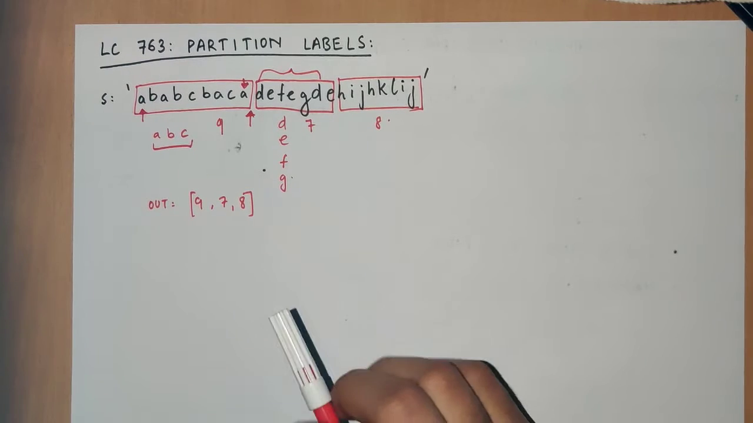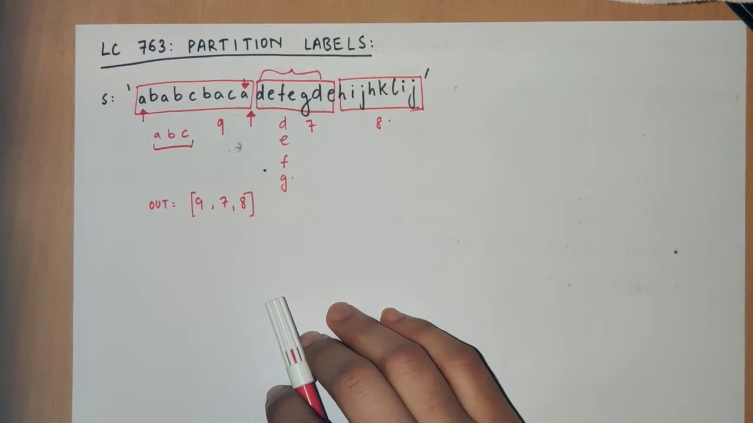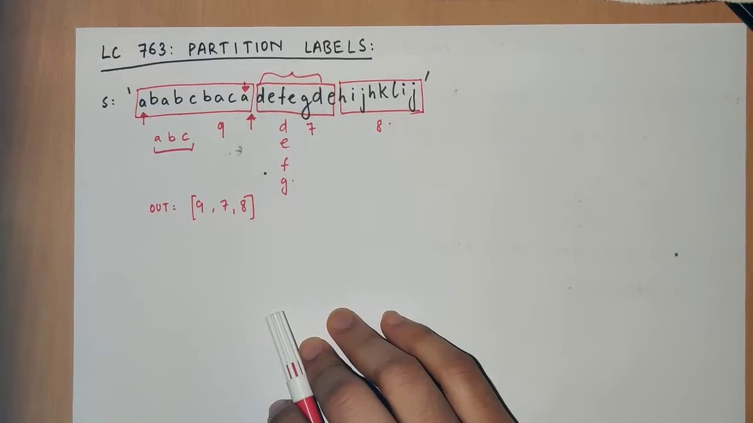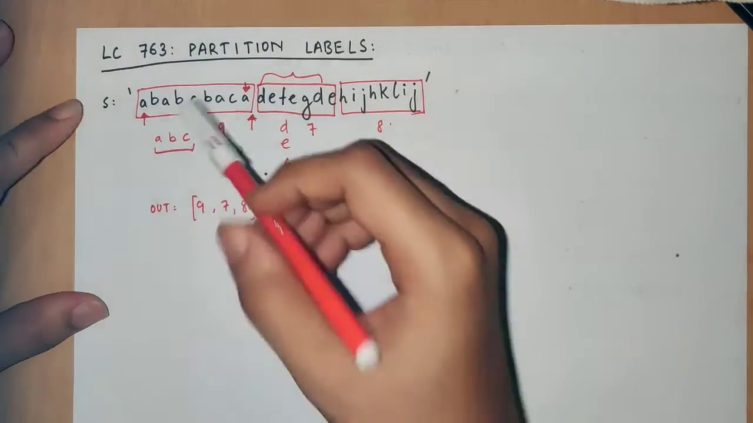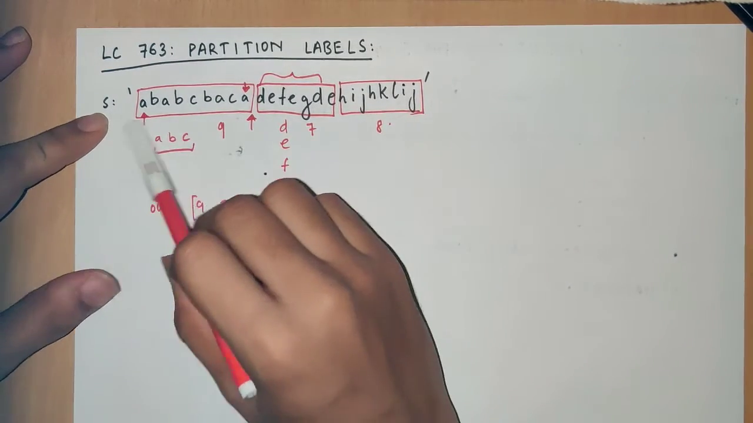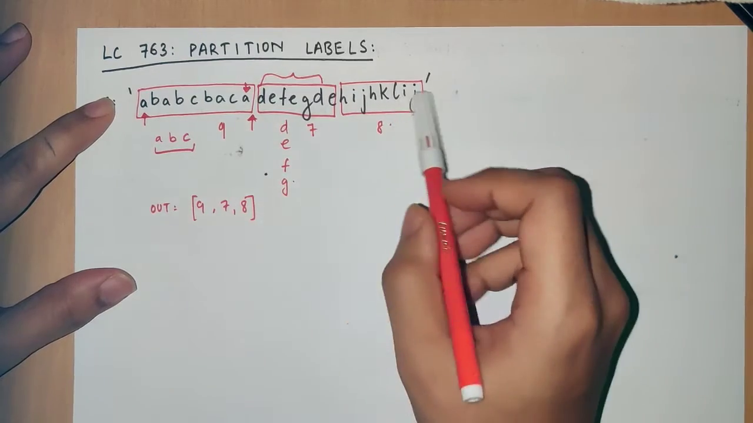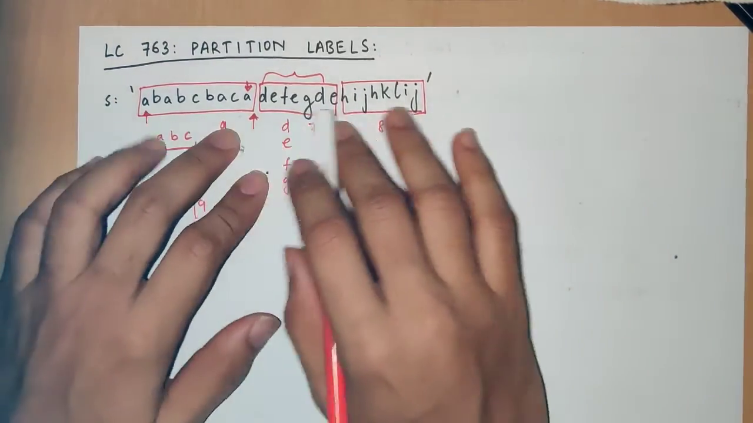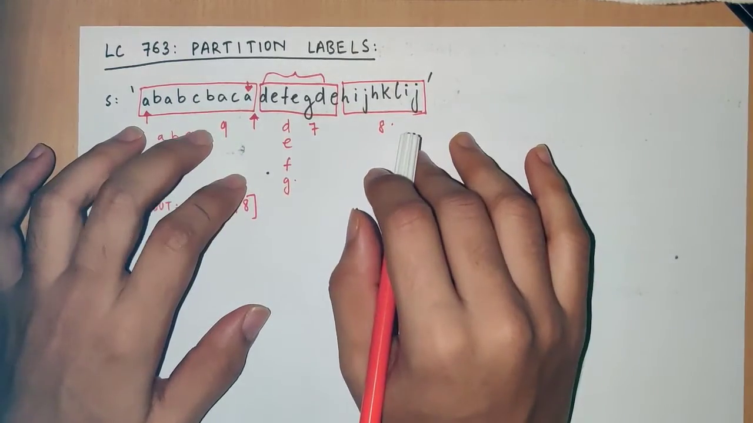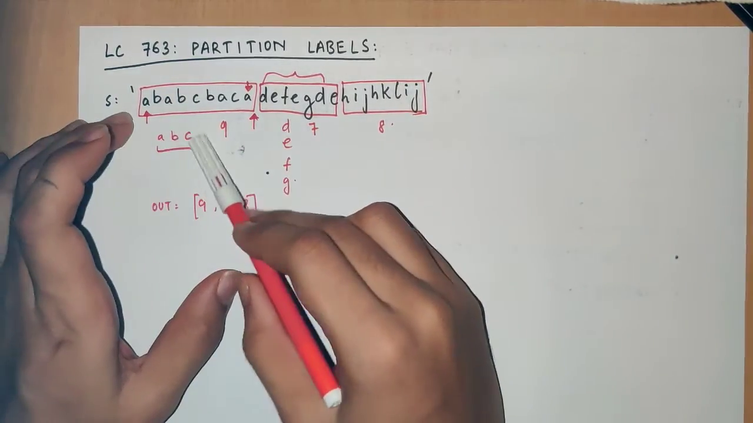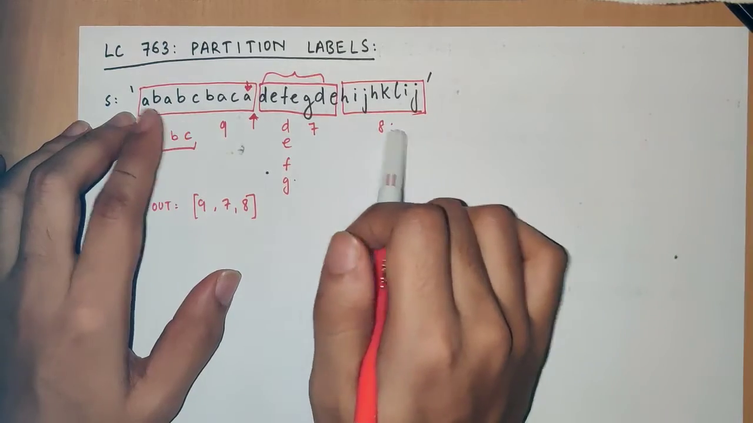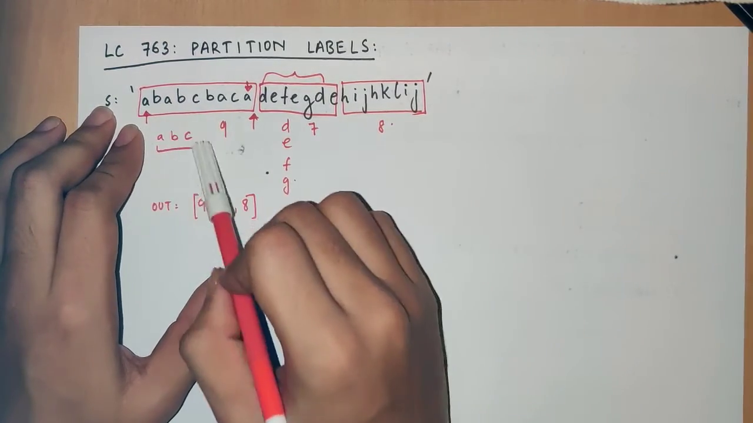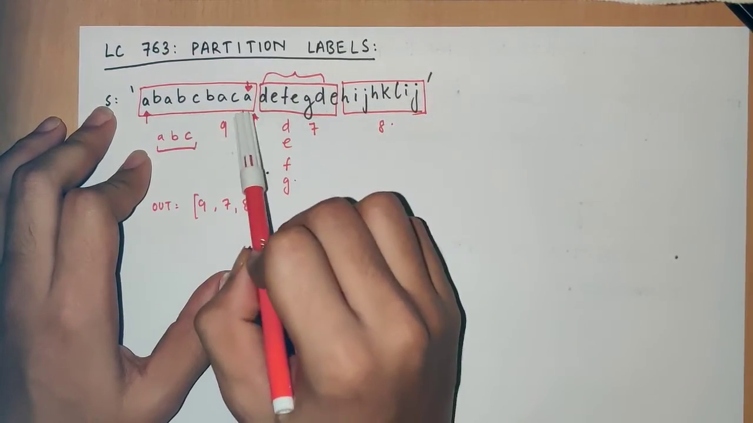Hello guys, this is another interesting LeetCode problem, 763 Partition Labels. In this case, what we are given is basically a string of characters, and we need to divide this whole string into a number of partitions so that an element can occur in only one partition. Suppose in this partition we have elements A, B and C.